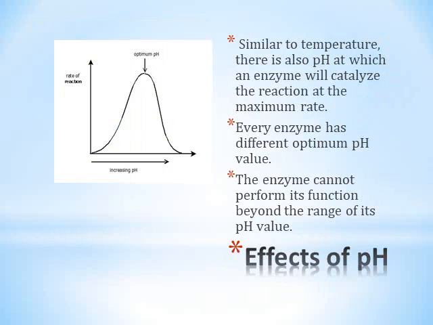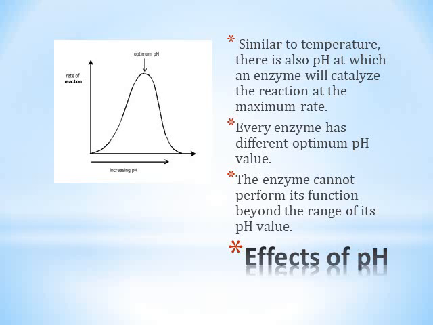Now see the effects of pH. Another factor is pH. Similar to temperature, there is also a pH at which an enzyme will catalyze. pH is hydrogen potential, so on the basis of hydrogen ions we can explain the pH at which an enzyme will catalyze the reaction at the maximum rate. Every enzyme has a different optimum pH value. The enzyme cannot perform its function beyond the range of its pH value.